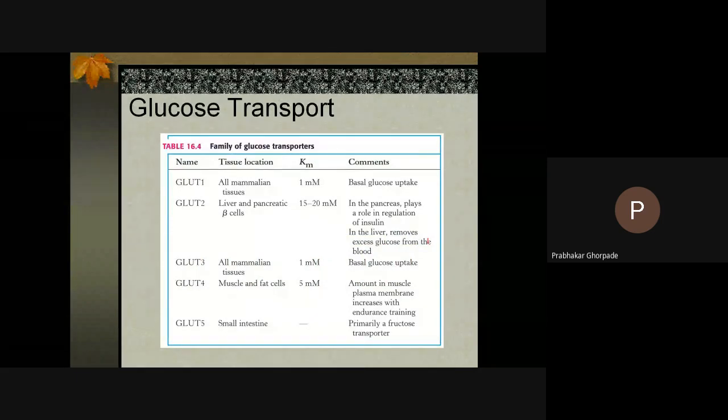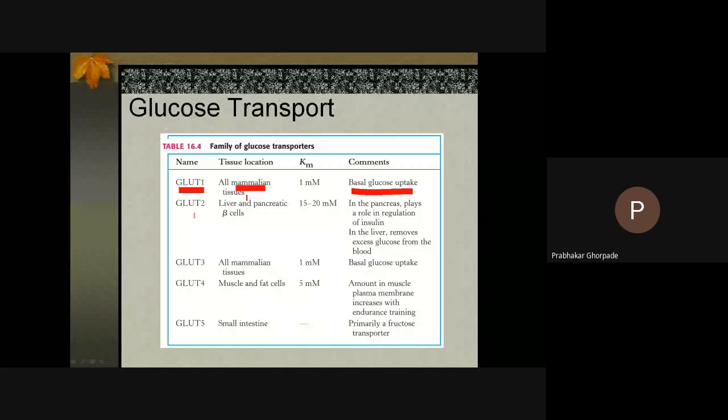Now we want to give it a name. What name do we give? For glucose we give GLUT: GLU for glucose, and T for transporter. That is why we gave the name GLUT1. If you see, GLUT1 is present in all mammalian tissue, and its Km, the affinity constant, is 1 millimolar, and its function is basal glucose uptake.